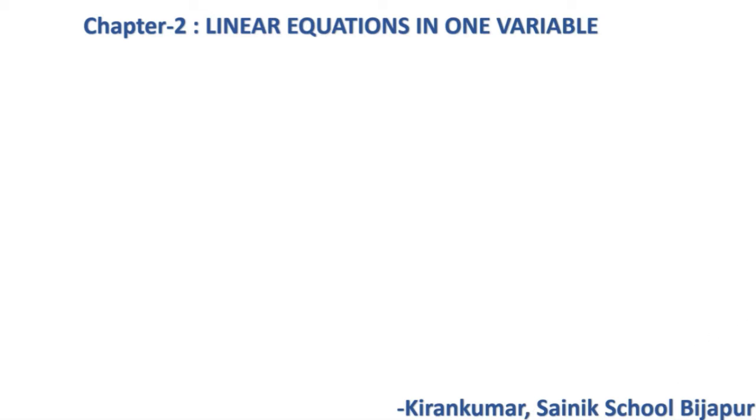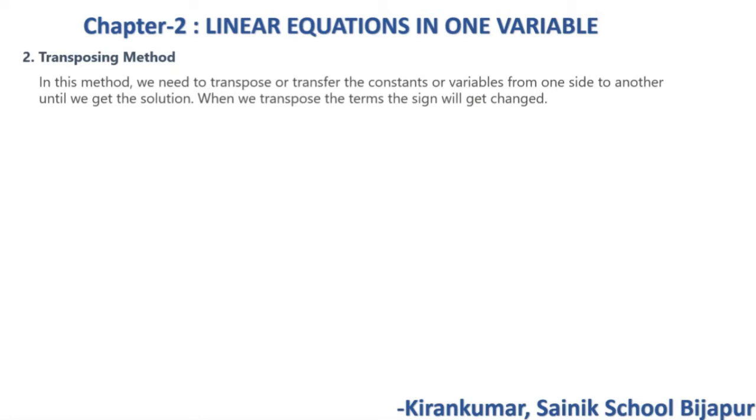The second method is called the transposing method. In this method, we need to transpose or transfer the constants or variables from one side to another until we get the solution. When we transpose the terms, the sign will get changed. For example, find the solution of the equation 2z plus 10 equal to 4.